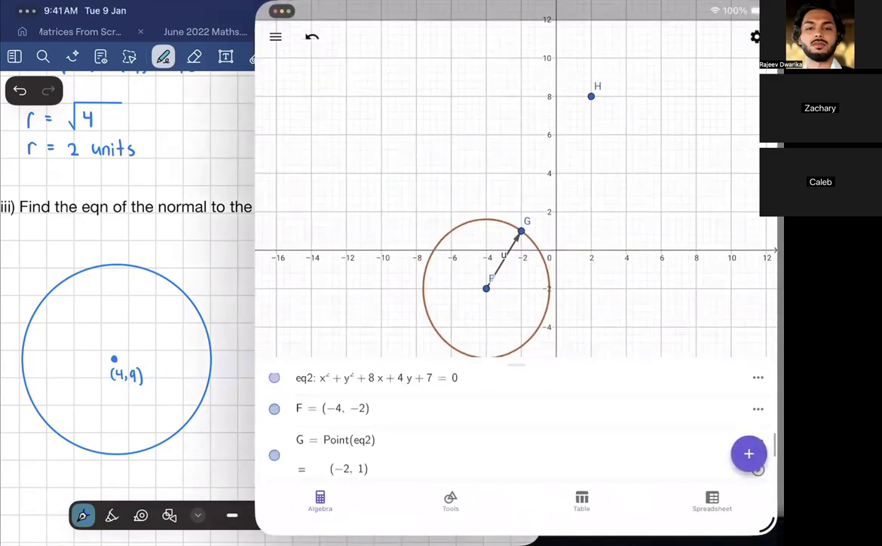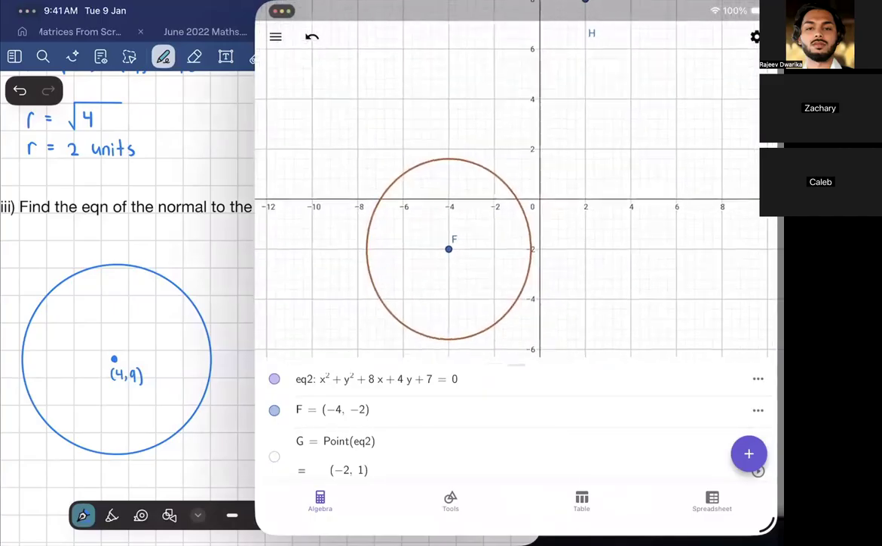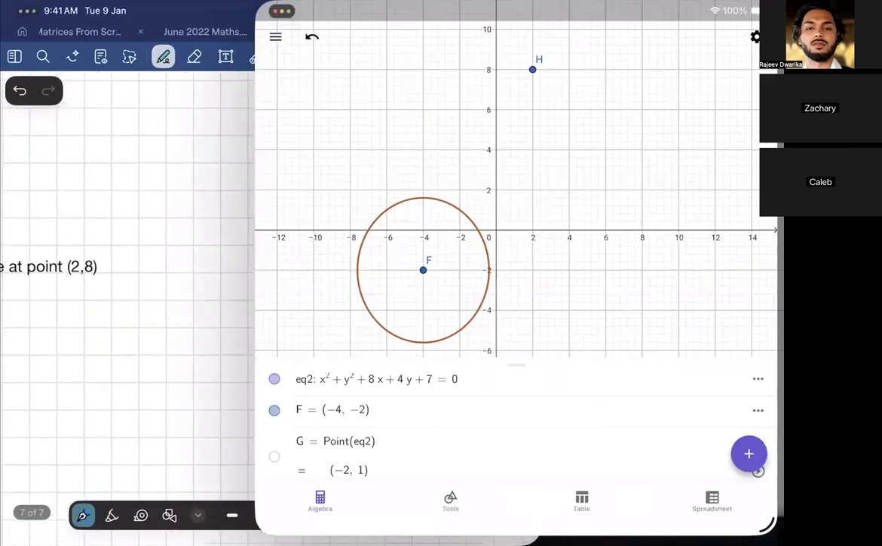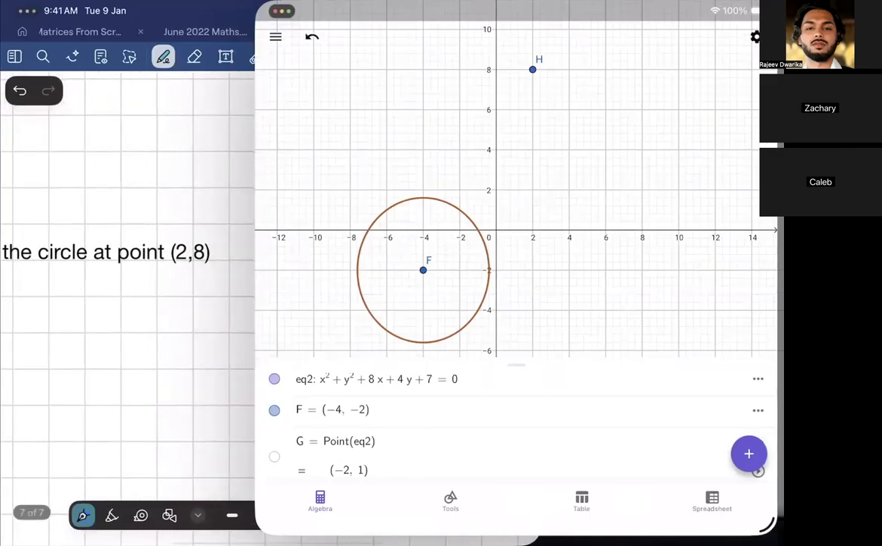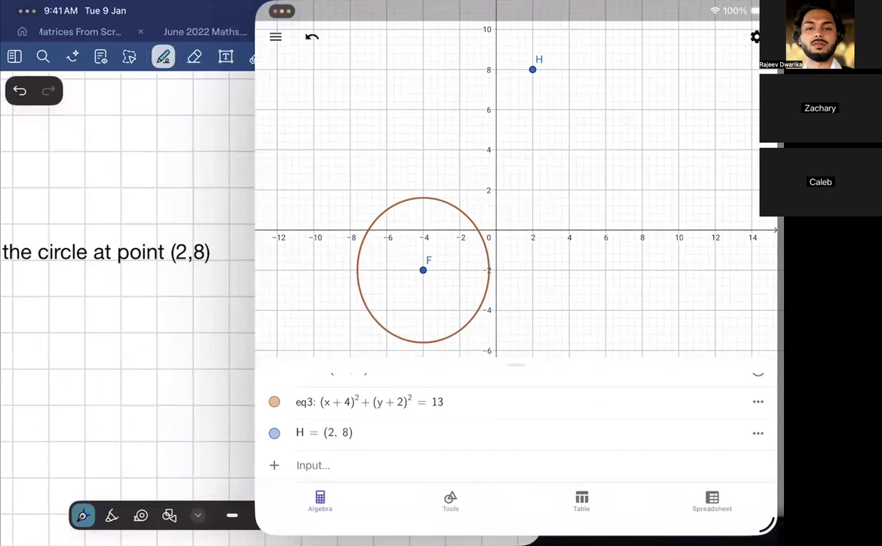Right there. Guys, look at the circle, right? Everybody can see the circle. The circle is the orange thing over there. We see the circle. Yes, sir. Now that point that they gave us, point H, in this case 2,8, same thing. I just call it H. Zachary, we could clearly see that it doesn't lie on the circle itself. You see that for yourself, right? It doesn't lie on the circle.